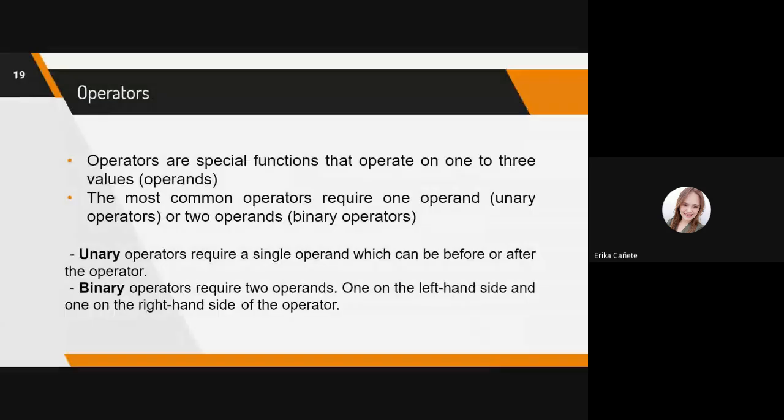And then for the operators, operators are special functions that operate on 1 to 3 values, or operands. The most common operators require one operand, which we call unary operators, or two operands, which we call binary operators. A unary operator requires a single operand, which can be before or after the operator, while binary operators require two operands, one on the left-hand side and one on the right-hand side of the operator.